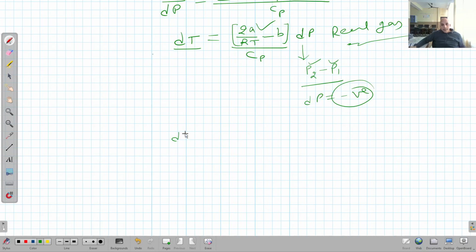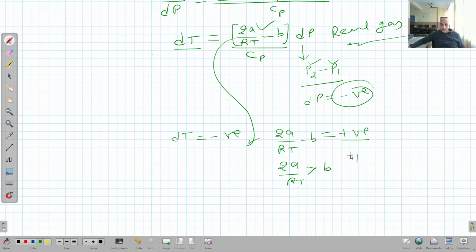Now, dT is negative if this term is positive. 2a upon RT minus b is positive. If this is positive, then this dT will be negative. Clear? So in that case, we will get the cooling effect. Clear? Cooling will be produced. So this is positive means 2a upon RT must be greater than b, or we can say T must be less than 2a upon Rb.